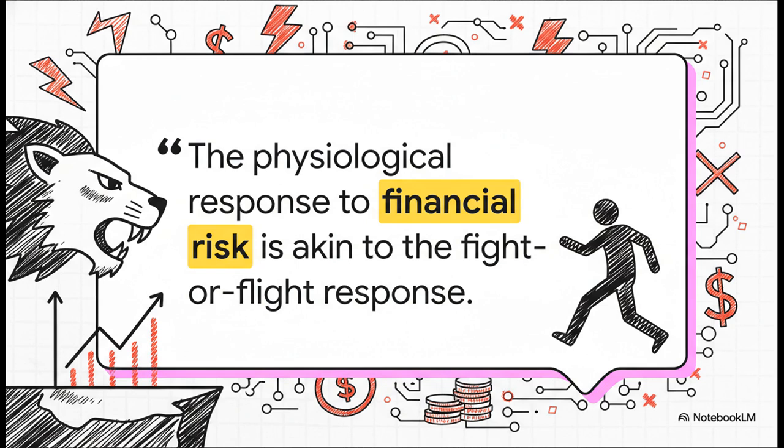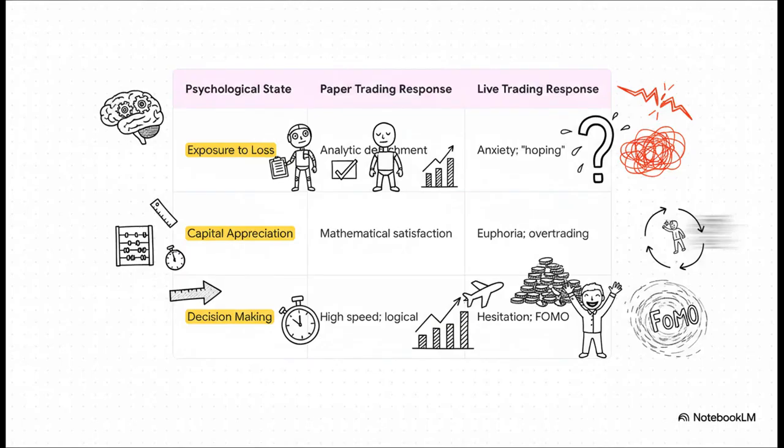When your own hard-earned money is at risk, your brain doesn't see a chart or a spreadsheet. No, it sees a threat. It literally reverts to a primal fight-or-flight state, just as if you were face-to-face with a saber-toothed tiger. And this chart right here shows you exactly what that looks like in the real world. When you're facing a loss in a paper account, you're detached, you're analytical, you follow your stop-loss rule perfectly. But with real money, oh man, anxiety kicks in. You start hoping for a comeback and you move your stop, a classic fatal error.